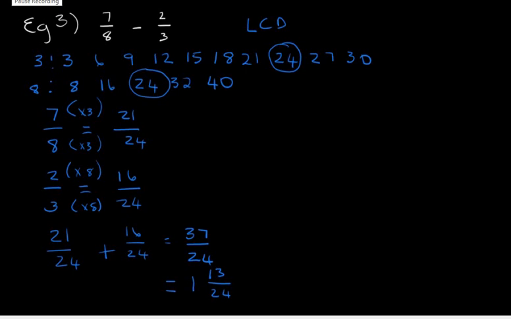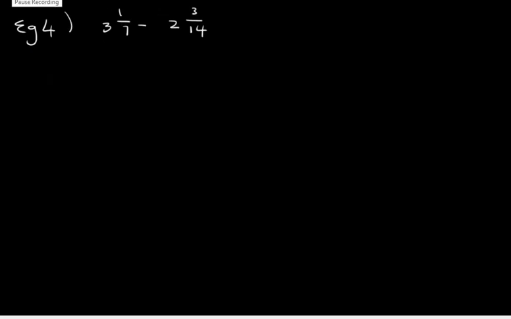It is 13 over 24. That's correct. Let's do the next example. Now we have 3 and 1 over 7 minus 2 and 3 over 14. What's our first step? Our first step is to find our LCD.